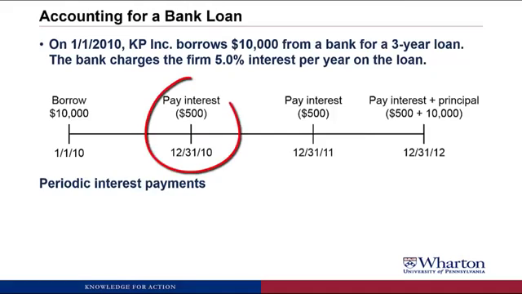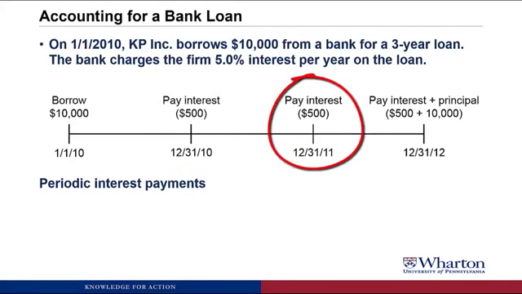Next, we need to do the journal entry for the two periodic interest payments. So the interest payment on December 31, 2010 and December 31, 2011. So I'll put up the pause sign and you can try to think of what those journal entries would be.